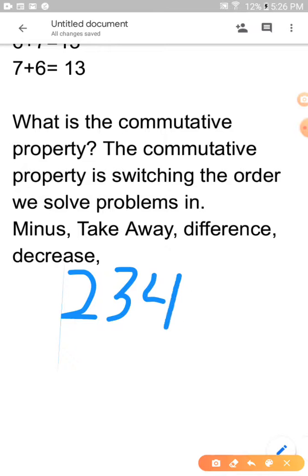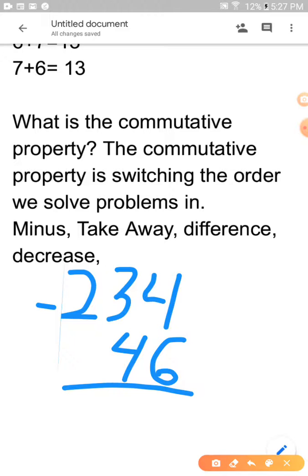234 minus 46. Now, if you remember what I said earlier, subtraction does not have the commutative property. So if you take a look at the left side, we always want to start at the left side. With addition too. 4 minus 6 is not the same as 6 minus 4. So you might panic or might not know what to do at this point.